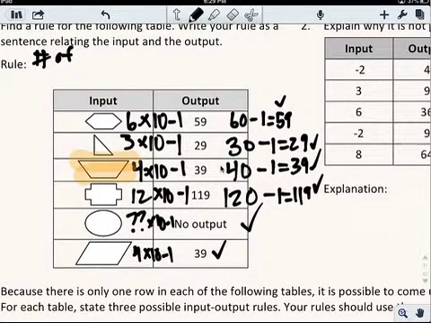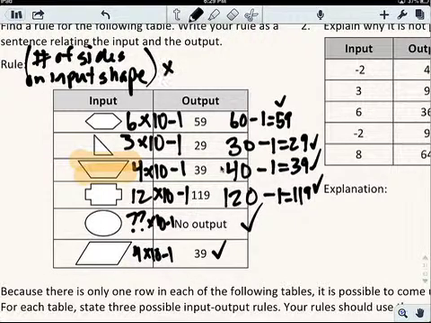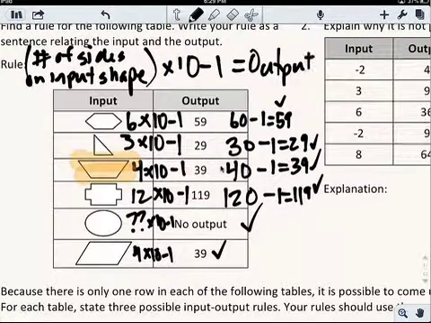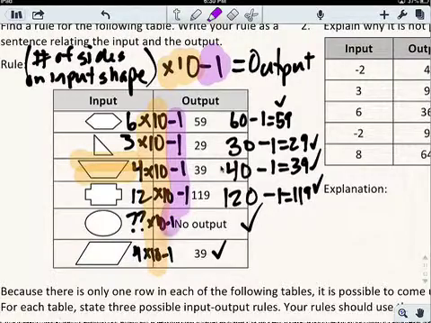number of sides on input shape, all of that times 10 minus 1 equals output. And you'll notice here, I'm going to do some highlighting, that my times 10 was in every single one of my pieces of work here. My minus 1 was in every single piece of my work here. And so then the only things that I needed to change were the number of sides and the outputs, and that's why those took those places there.